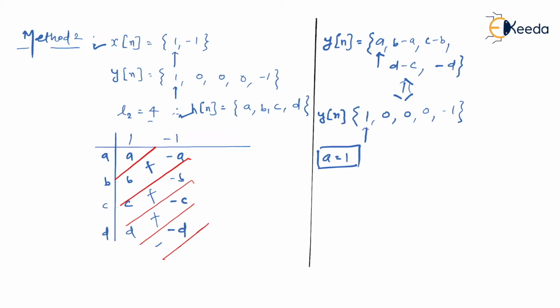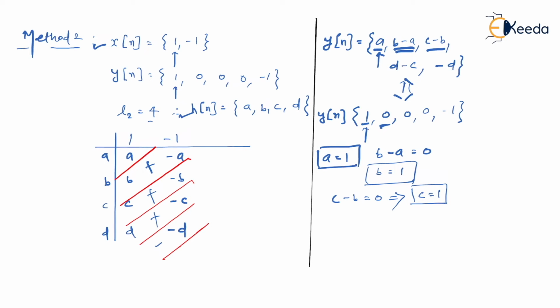Is that right? So this is how I'm comparing. First element is compared with the first element. Second element will be compared with second element. So I can conclude b minus a equal to 0. Value of a is known to me, which is 1. So b becomes plus 1. Next, c minus b is also 0. Again, value of b is equal to 1. Substitute over here. We'll get c equal to also 1.